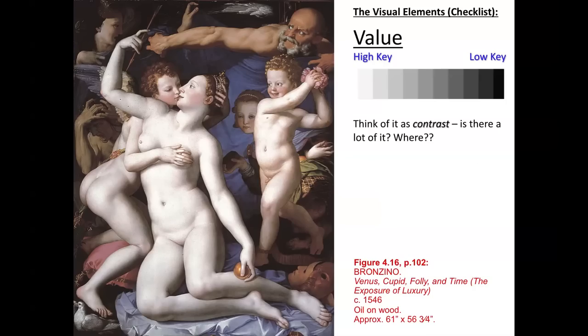Now, value. If we take a look at the idea of value, we think of it as contrast. Is there a lot of contrast here? Where is it? Be specific. You can tell me that there are some values on her body. That's where we can see the curves here, even this little dimple, even the curves on the body and the form. We see those values. And again, she's really bright, so we see that as kind of high key. She stands out. She becomes a focal point.